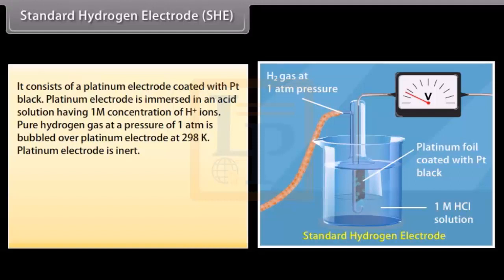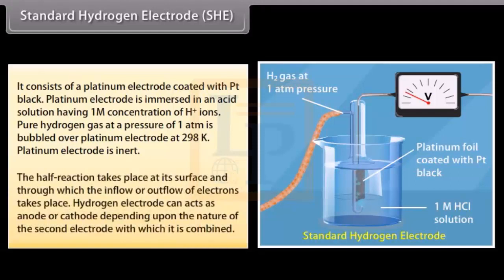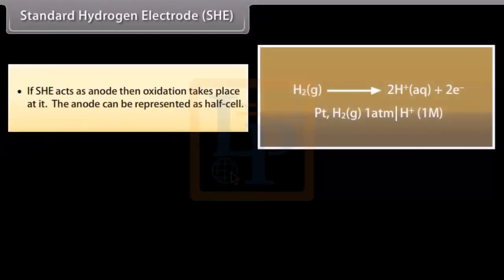The platinum electrode is inert. The half reaction takes place at its surface, and through it the inflow or outflow of electrons takes place. The hydrogen electrode can act as anode or cathode depending upon the nature of the second electrode with which it is combined. If SHE acts as anode, then oxidation takes place at it.